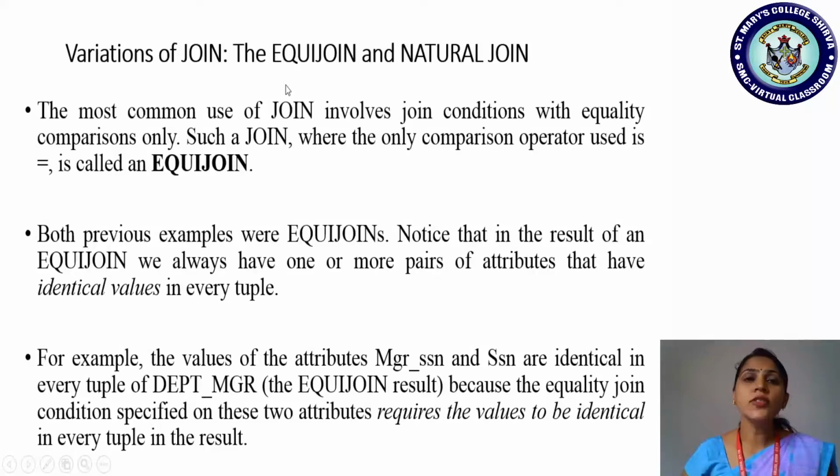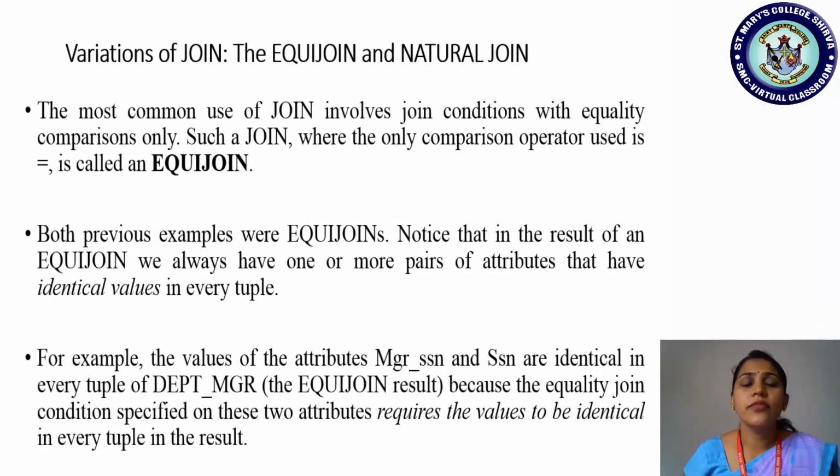Well, variations of join: the equi-join and natural join. The join operation is used to apply for binary relations. That is, if we want to apply a join operation, at least we require two relations. We have to apply on how many relations? Two relations. So in this binary relation, we have the equi-join and natural join.